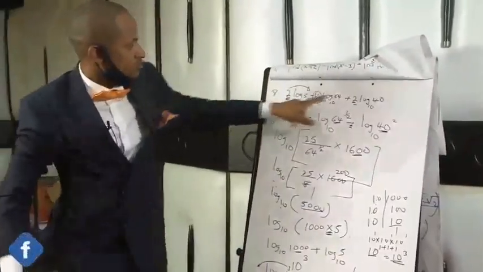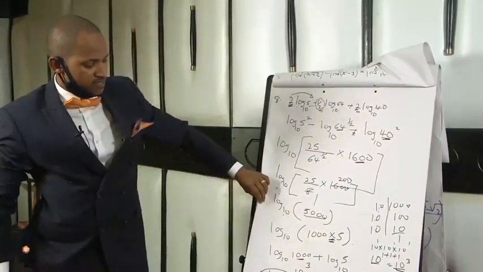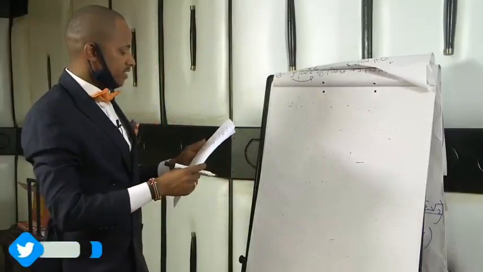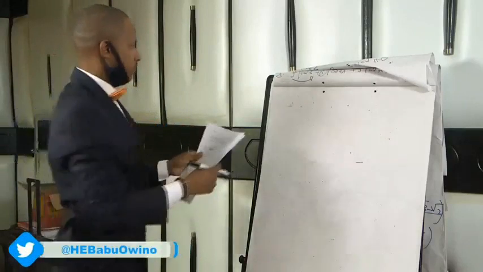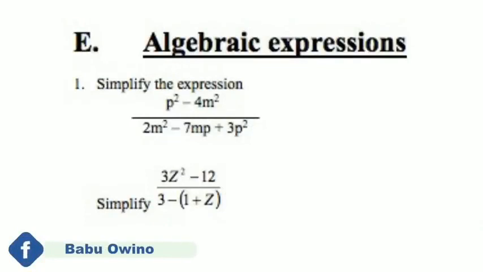So you see the way it was long, and you see we can just get it as this value: 3 plus log 5 to base 10. We've finished with the logarithms. We go to algebraic expressions. Question number 9. P squared minus 4m squared divided by 2m squared minus 7mp plus 3p squared.